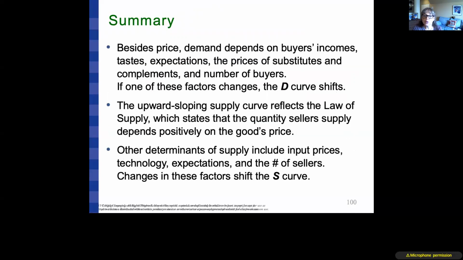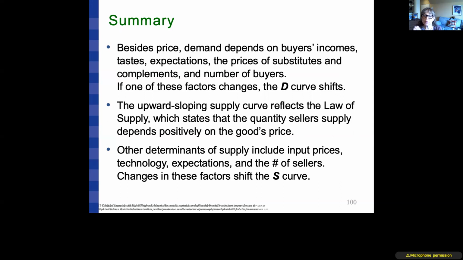So besides price, demand does depend on what we call the non-price determinants. These are the things that shift the curves. Buyers' incomes, tastes and expectations, prices of substitutes and complements, the number of buyers. If any of these factors change, the curve is going to shift. But if price is the only thing that changes, we stay on the curve.